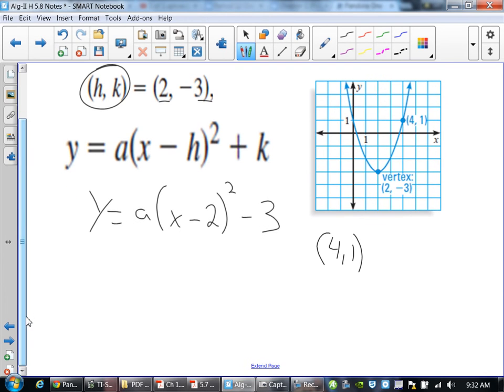What do you think I'm going to do with the 4 and 1? Substitute in for x and y, which means you're going to solve for what? A. Yeah, that's all it is, guys. We're going to take the values that they give you, the ordered pair, and 1 has to equal a times the quantity 4 minus 2 squared minus 3.